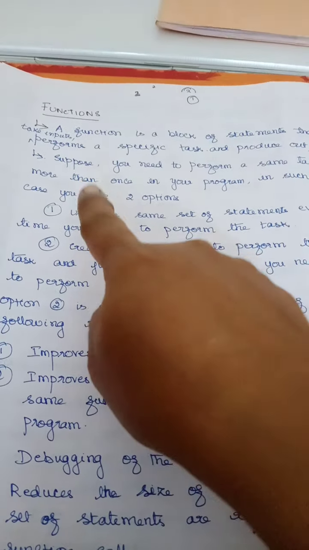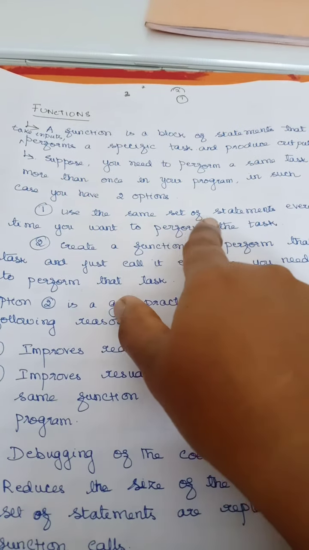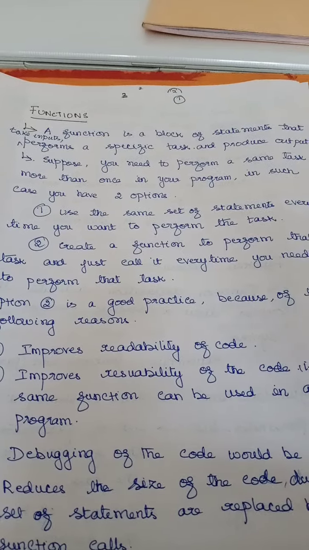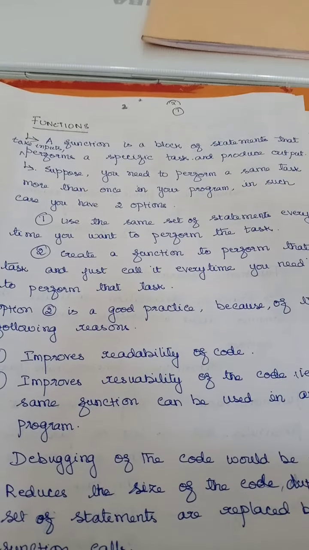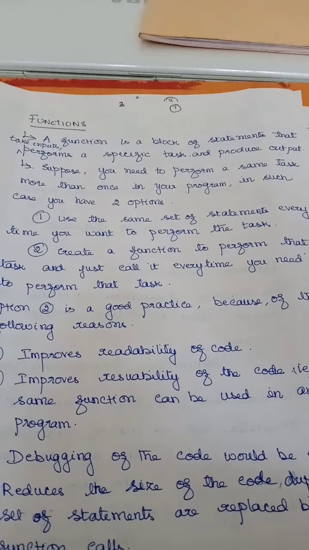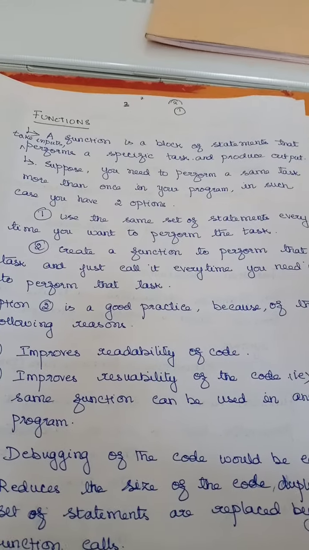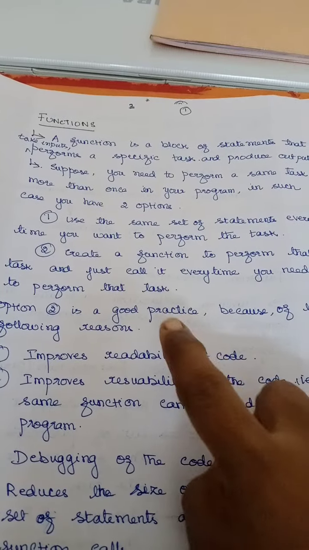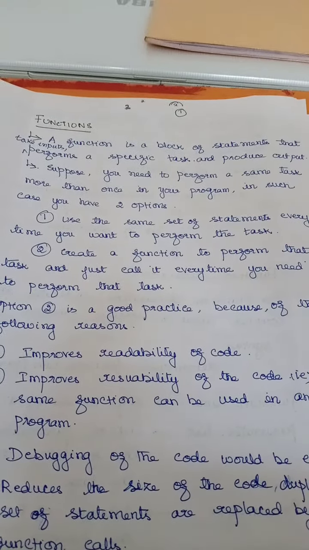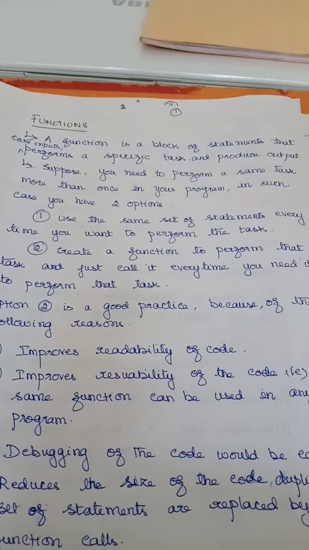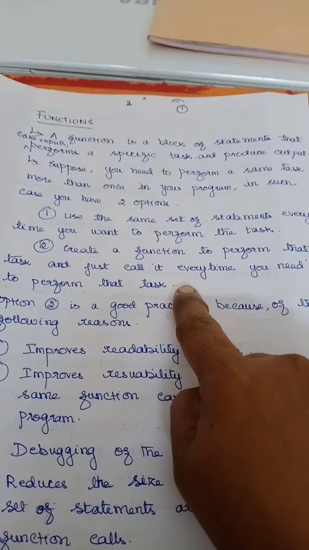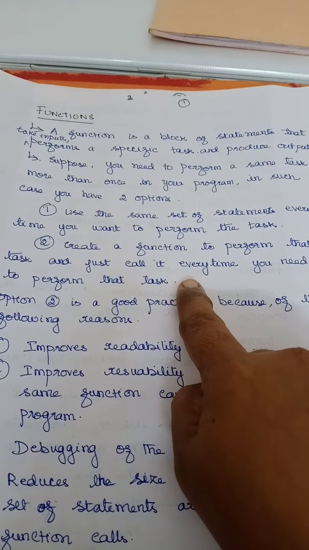Why? Because in the first option I am going to use the same set of statements again and again. If I want to do the same operation 10 times, for example, and that operation requires 4 lines, 10 into 4, 40 lines I need to write again and again, right? Instead of that, I can write just a function with 4 lines. Whenever I need that particular operation, I can call the function. So the second one is going to be the good practice of writing the program, right?